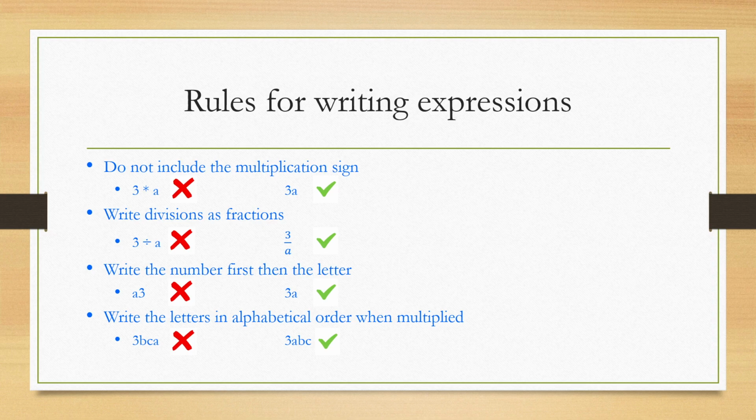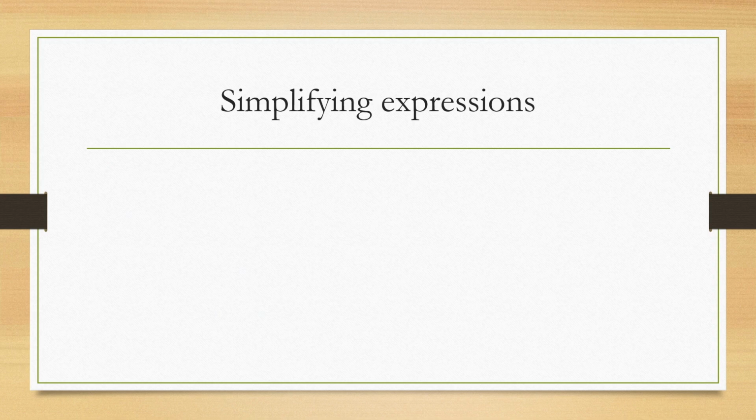Now we're going to move on to simplifying expressions. When you're simplifying expressions, the main thing you need to understand is that you are basically collecting like terms. Like terms means you're collecting the same letters and numbers. Let's take an example. To simplify this further, you can think of it as sorting out marbles from a packet, where you pick out all of the red ones and group them together, all the green ones, all the blue ones, and so on and so forth.